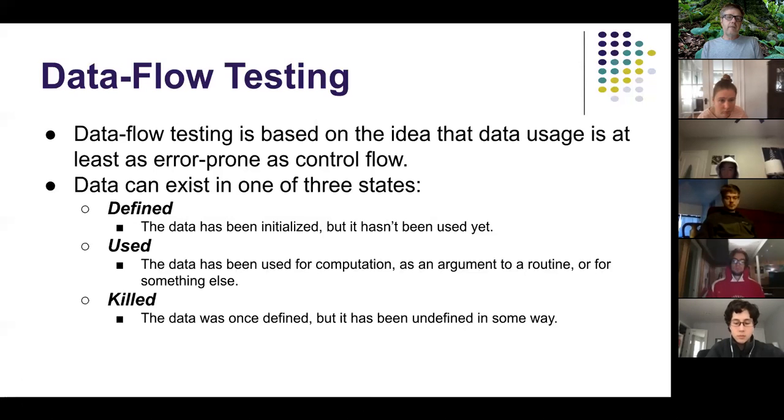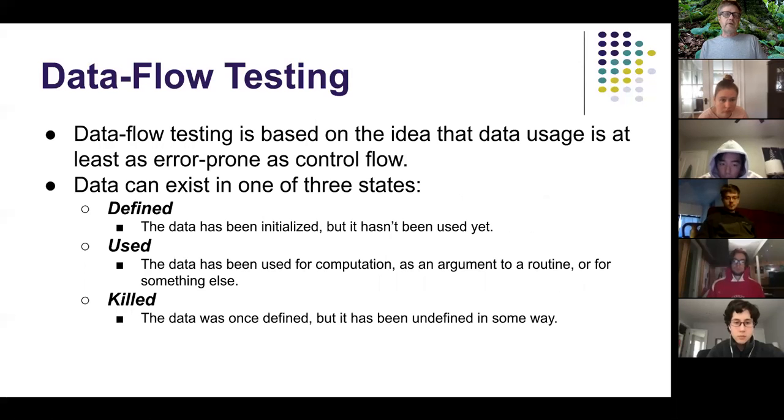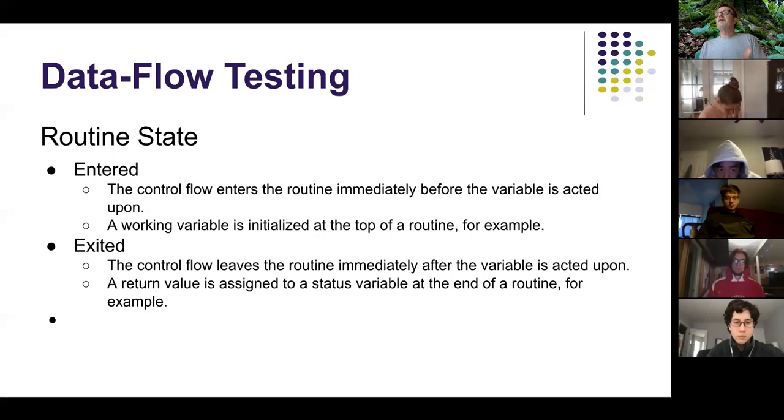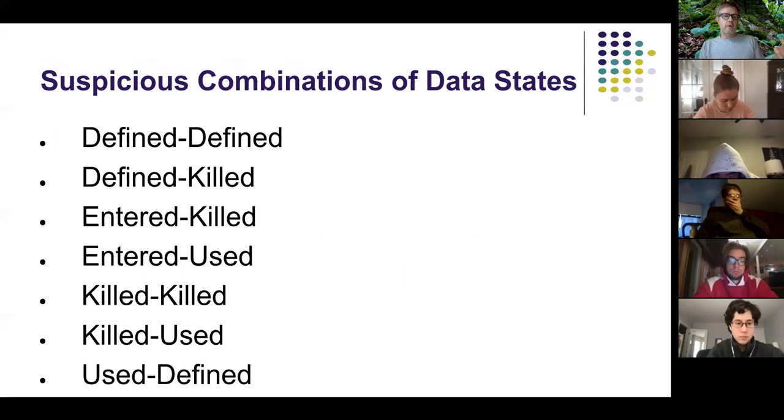Now we're going to see this in a second, but first let's talk about routines. We talked about variables. Variables can be defined, used, or killed. Routines have a state, right? We can have a state where we've entered a routine. We can have a state where we've left the routine, right? And so when the control flow enters a routine, a variable might be acted on within that routine, or we might have a working variable that's created in the routine. And when we leave the routine, we oftentimes are getting rid of variables, because they're going out of scope.